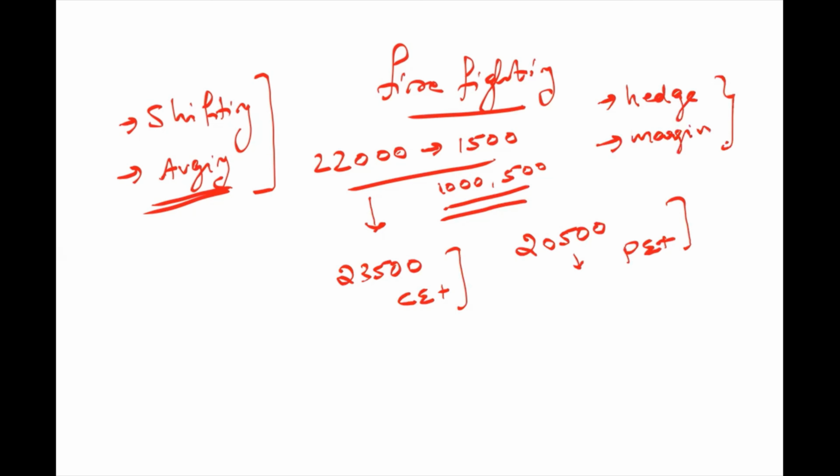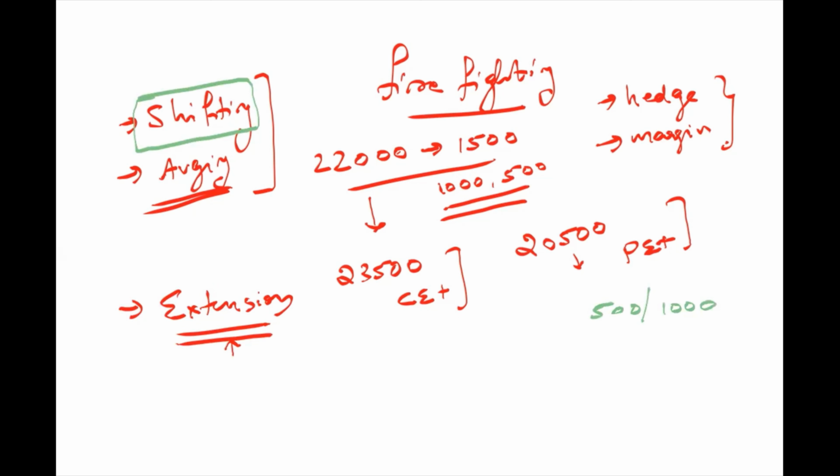Now we are going to discuss the next firefighting strategy, that is extension. Here I'll be discussing how the range can be extended. Shifting we discussed when you are in profit and Nifty moves 500 to 1,000 points. If you are in profit, you will be applying shifting. In the second scenario, when you are in loss, that's when you will be doing averaging.